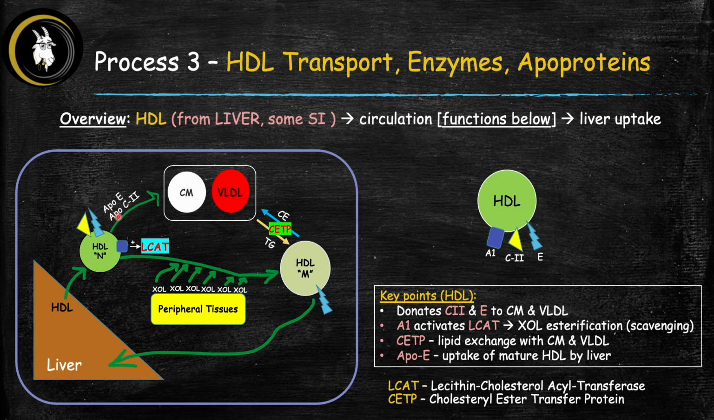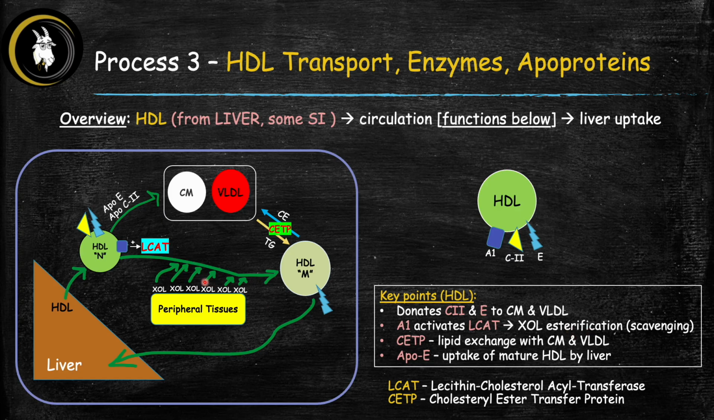And the reason that it has ApoC2 and ApoE on it is so that it can donate them to chylomicrons and VLDLs. And then ApoA1 is important because it activates an enzyme called LCAT. LCAT stands for lecithin cholesterol acetyltransferase, and this enzyme is really important because it actually performs this function of cholesterol esterification in the peripheral tissue.